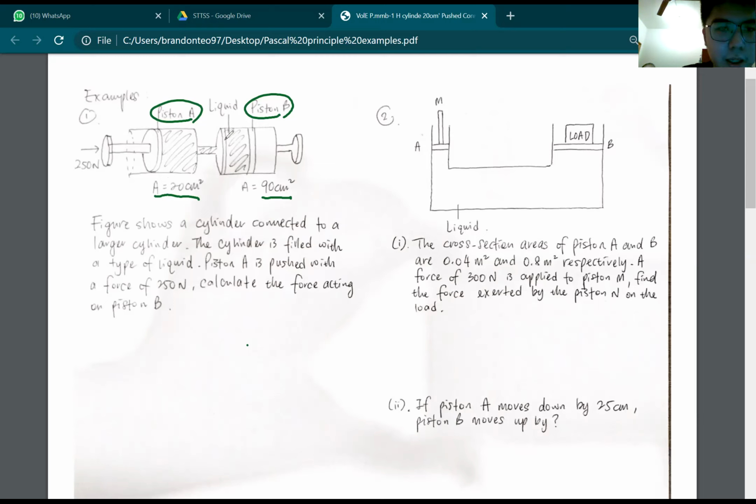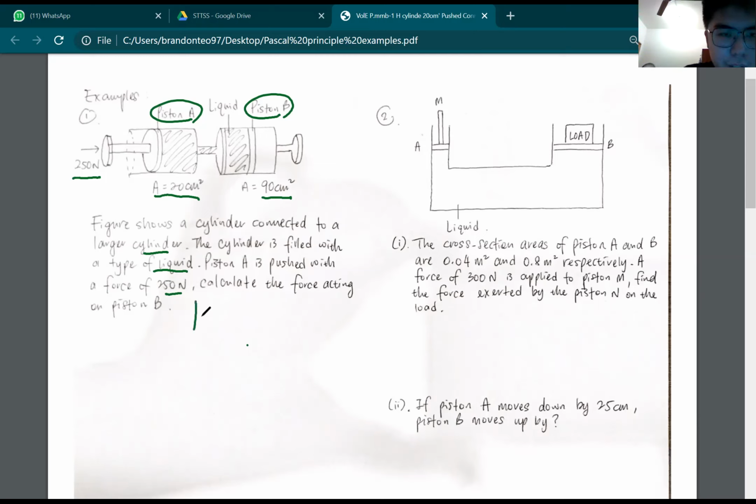Now you have liquid in between the pistons, and you apply a force of 250 N here. The figure shows a cylinder connected to a large cylinder. The cylinder is filled with a type of liquid. Piston A is pushed with a force of 250 N. Calculate the force acting on piston B. Now this is straightforward, right? So how do you calculate it?